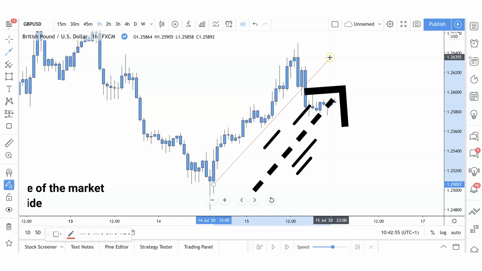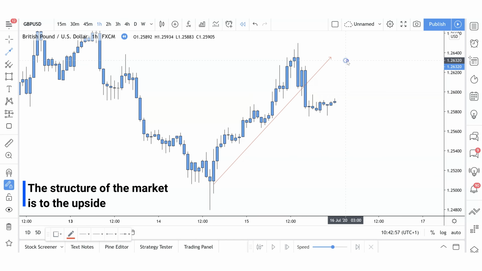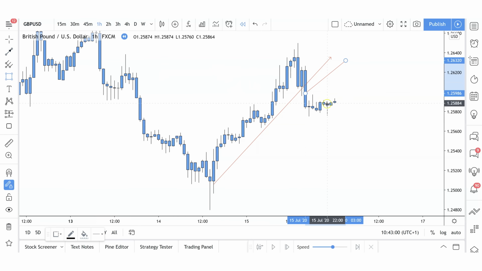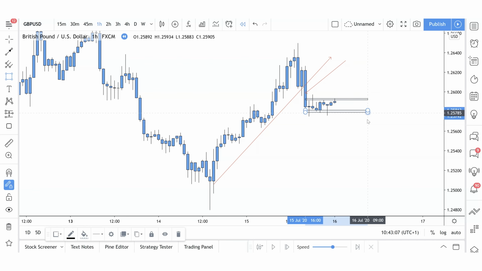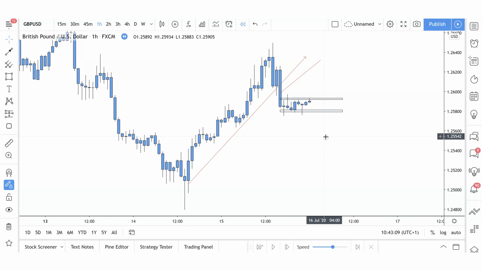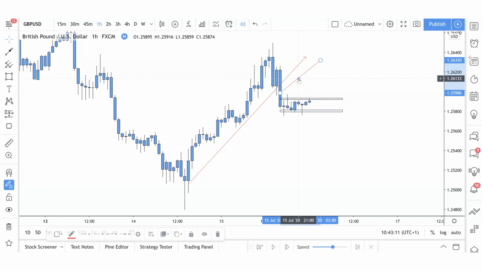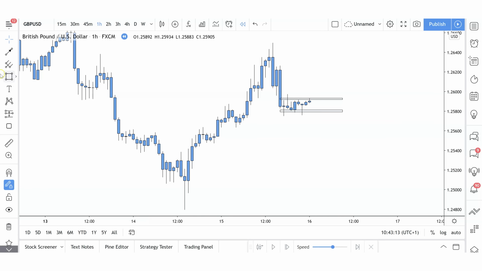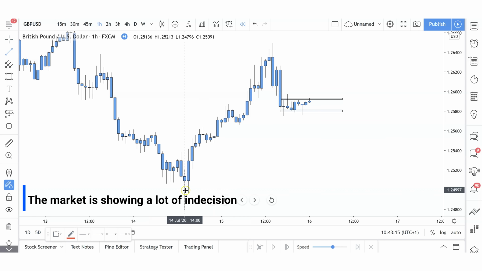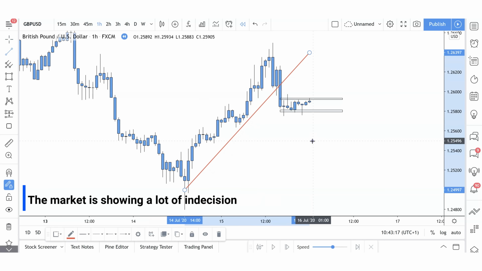We see that the structure of the market was to the upside. We have a very strong bearish break to the downside. And here now we have a structural high where price is failing to break above and a structural low where price is failing to break below. Now, overall, the market sentiment is down, but at this moment in time, the market is showing a lot of indecision. So what are we waiting for?